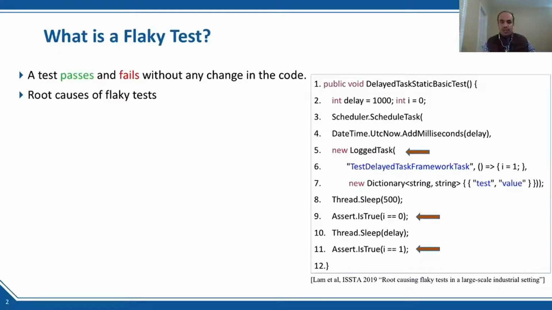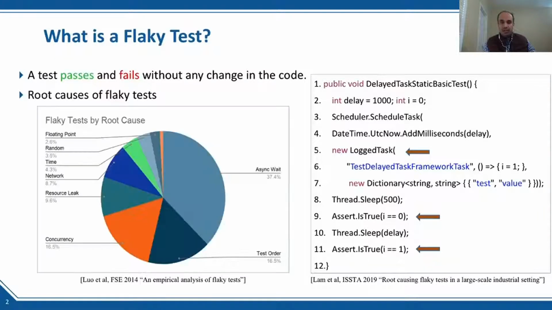Async wait is one of the root causes of flaky tests. In the pie chart, Luo et al. discuss 8 different causes of flaky tests. Please refer to their paper for further details.